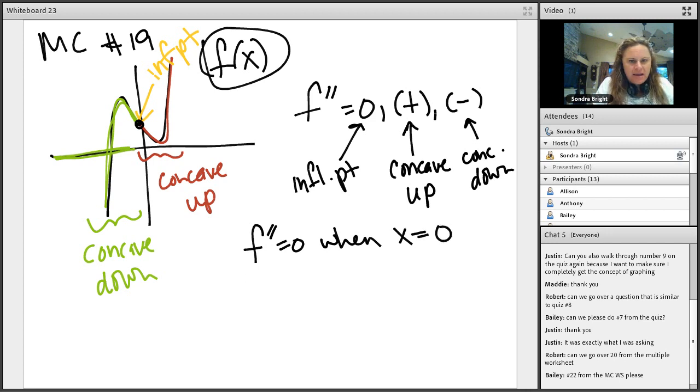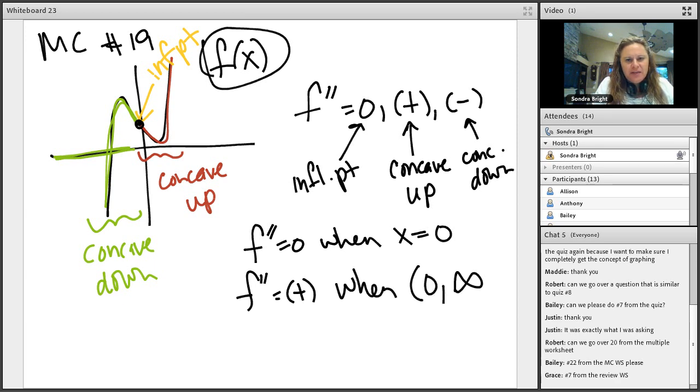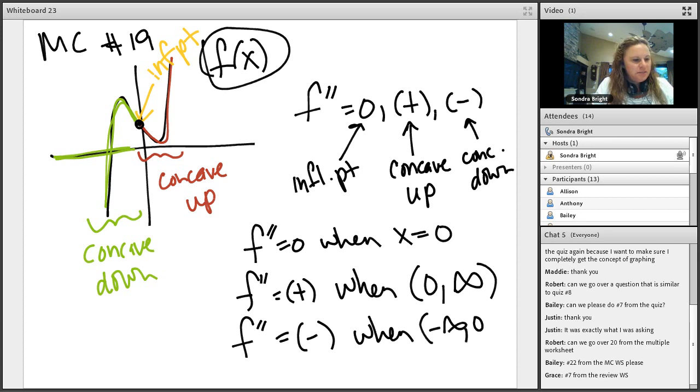And then f double prime is positive when it's concave up. So when you're on this interval from 0 to infinity, and then concave down or negative when you're negative infinity to 0. That would be D.